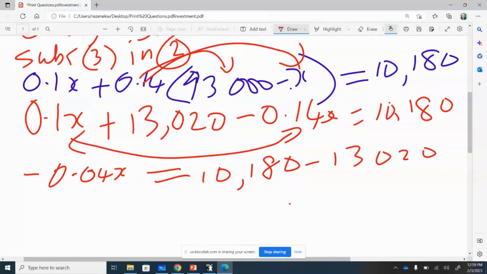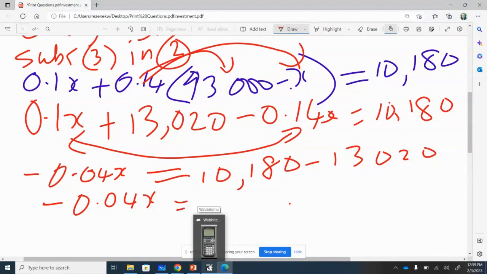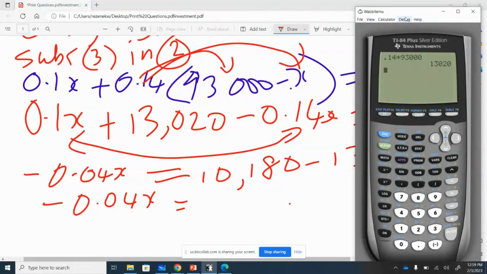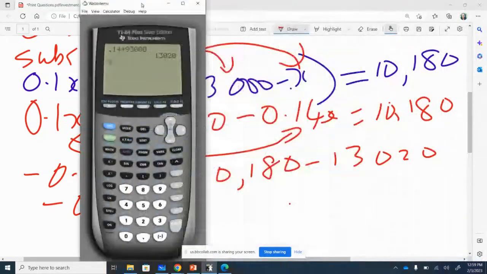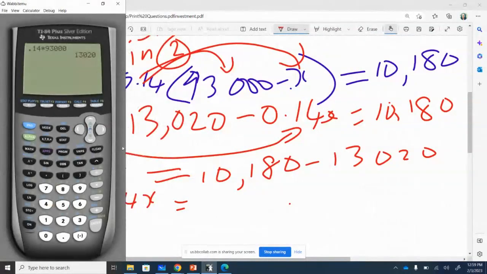So if I bring 0.04x down here, I'll ask my calculator again. Go back to my calculator and ask what is 10,180 minus 13,020. So pull it out where I can see very well. Negative, actually I can start: 10,180 minus 13,020.